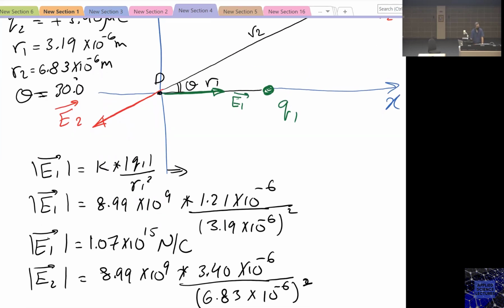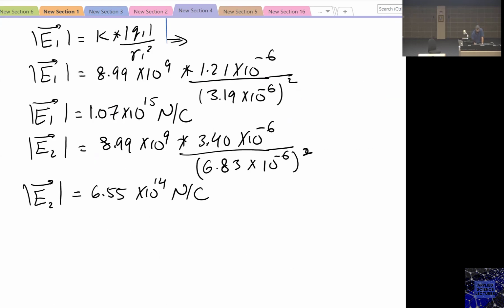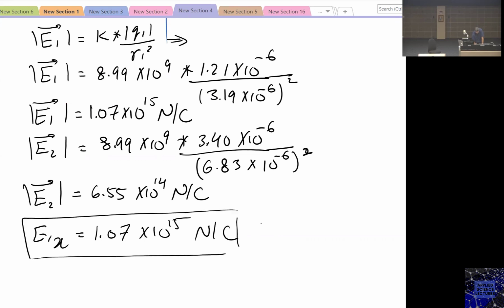So looking at E1, I can see that E1 doesn't have a y component. E1 has only an x component. All E1 is on the x-axis. So here, E1x equals E1, which is 1.07 10 to the power 15 newtons per coulomb. E1y is 0, no y component for E1. What about E2x?